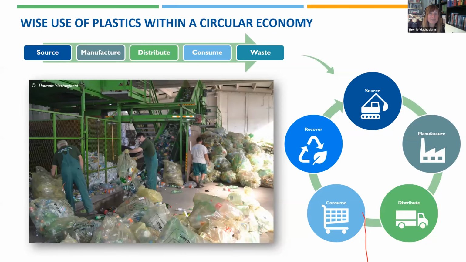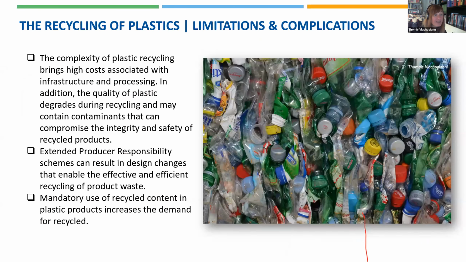the circle looks really nice. And all of us oftentimes, when we think about the sustainable use of plastics, are thinking about recycling of plastics. But recycling of plastics is not something that easy, you know, there are limitations and complications. So this is something for all of us to keep in mind. For example, plastic recycling has high costs associated with infrastructure and processing. The quality of plastic degrades during recycling because there might be contaminants, or we have different types of plastics that are put together, and if many different streams of plastics are mixed together, the recycled product is of lower quality.